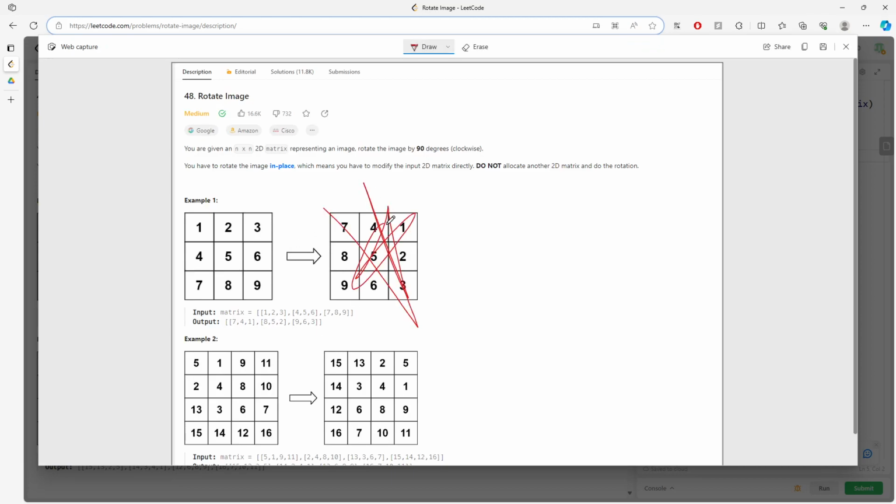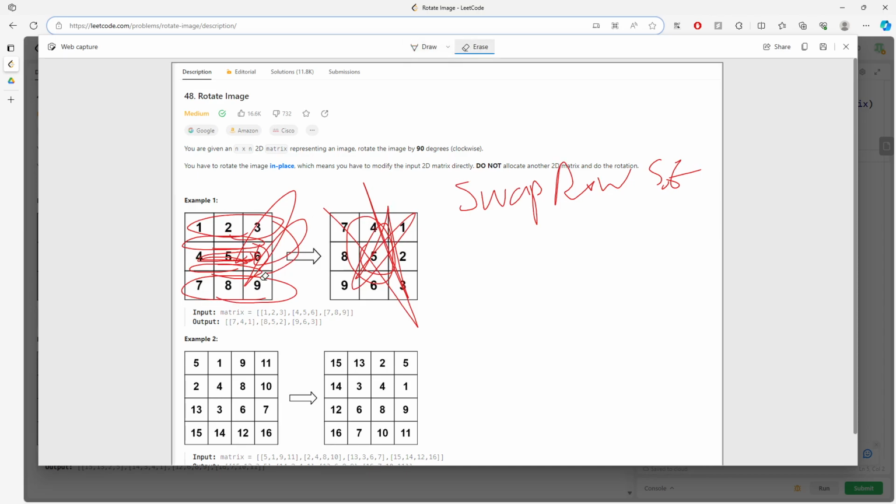Let's not look at the rotated image. Let's look at the original one. The idea is that you want to swap the rows from the starting and the ending. So this one will swap with this one, and then the middle one will swap with the middle one, and just keep doing this, right? This will be pretty straightforward for the swap row. And once you have the swap row, it will become 7, 8, 9, 4, 5, 6, 1, 2, 3.